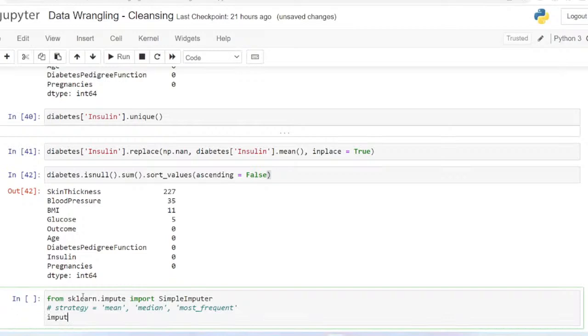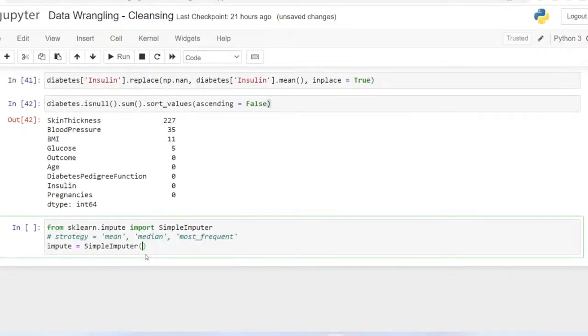Okay, first declare your function: impute equals SimpleImputer. SimpleImputer can take different strategies here. So how to know that these are the three different strategies? In this case, the best way is, oh, this is not working. What happened to this? Shift and tab.